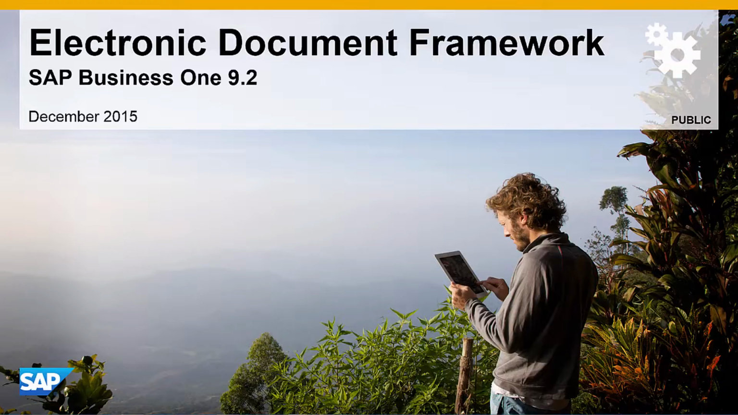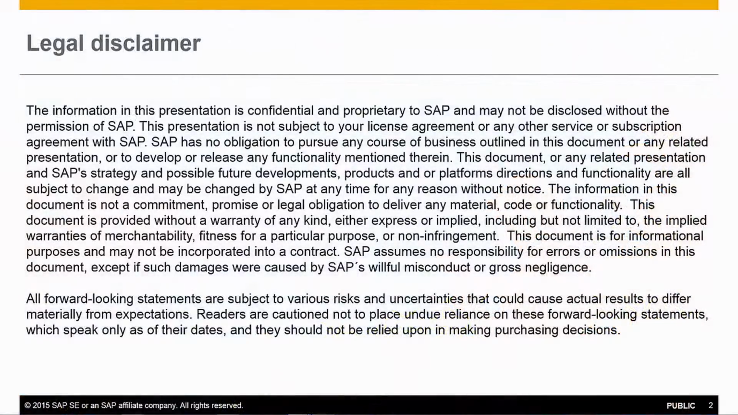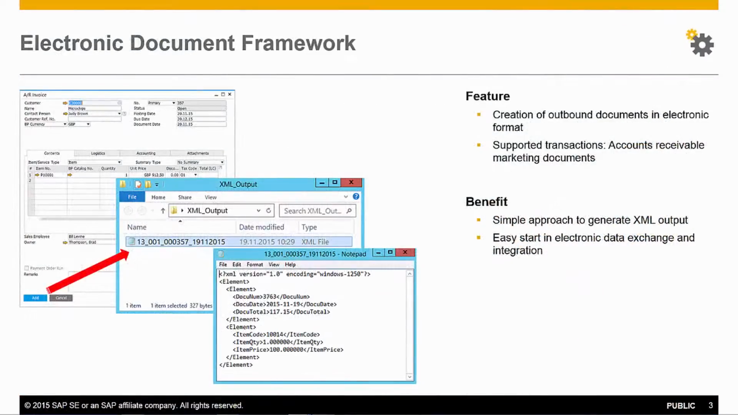Welcome to our feature clip on the Electronic Document Framework for SAP Business One Release 9.2. With the Electronic Document Framework, you can generate XML files for your transactions for integration purposes. It supports all accounts receivable transactions on the customer side, like quotations, sales orders, deliveries, and invoices.